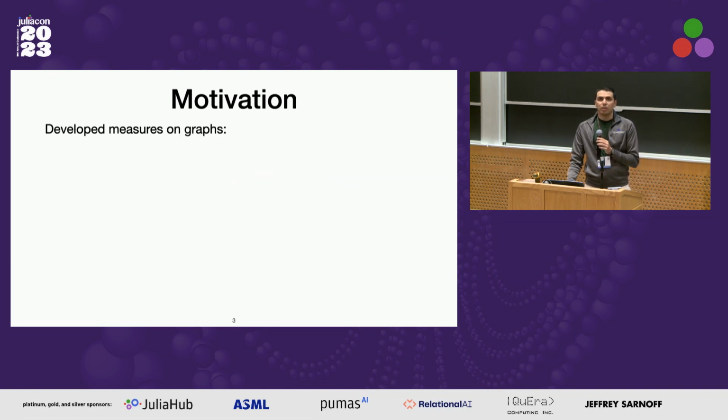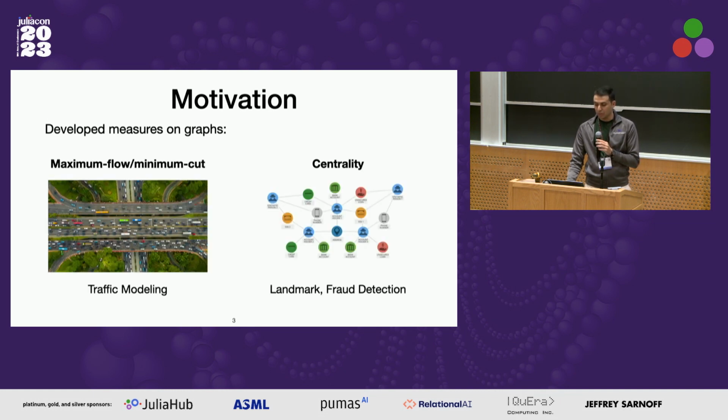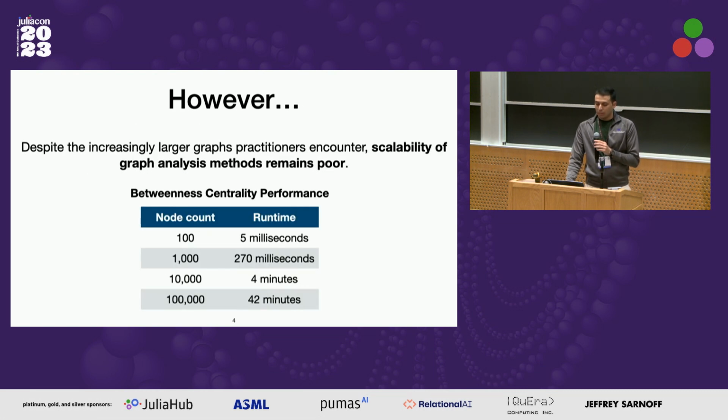And because graphs are so ubiquitous, we've developed lots of measures over time, like maximum flow and centrality, that are important for a lot of real-world modeling tasks. Tasks like traffic modeling, landmark detection, fraud detection. However, the problem is, despite these large graphs and this importance, the scalability of a lot of graph analysis methods remains quite poor.